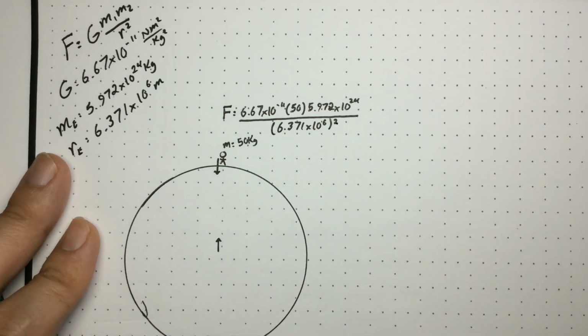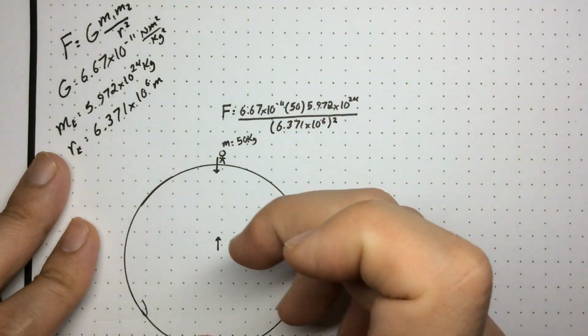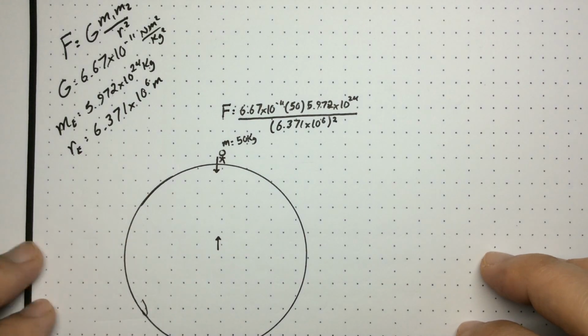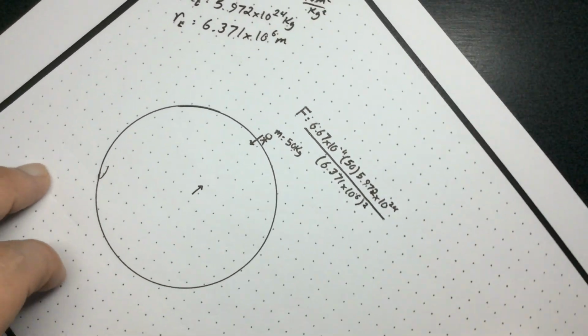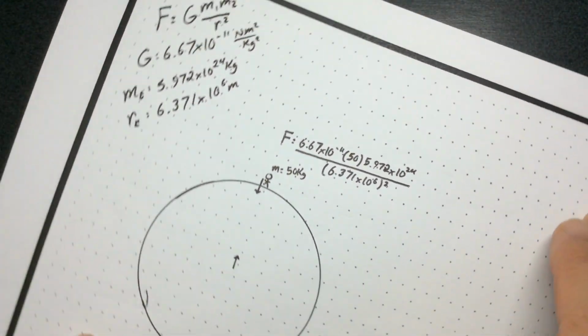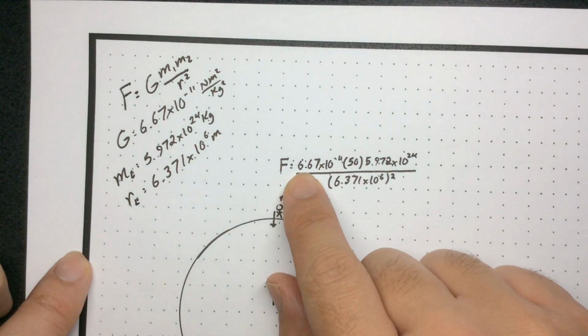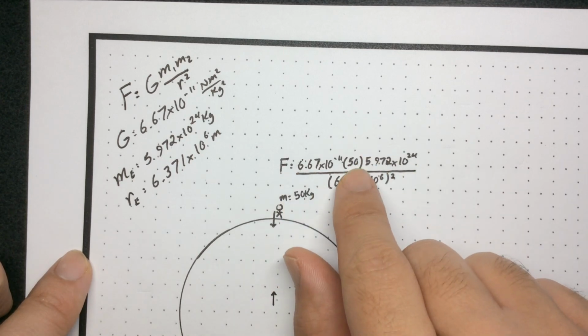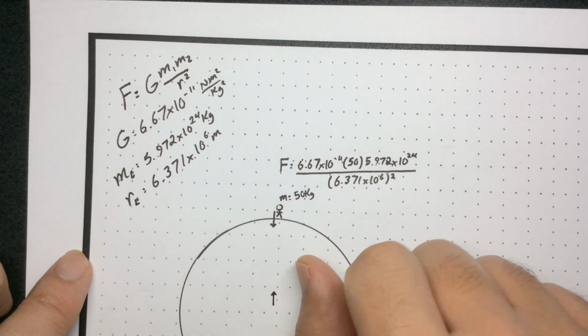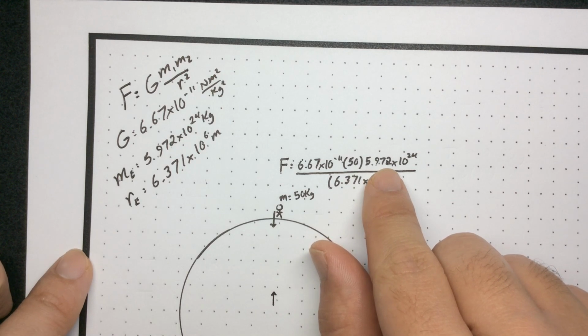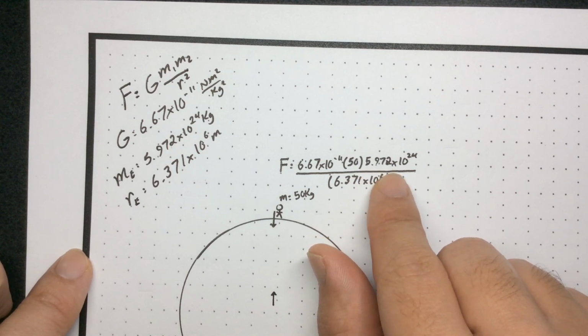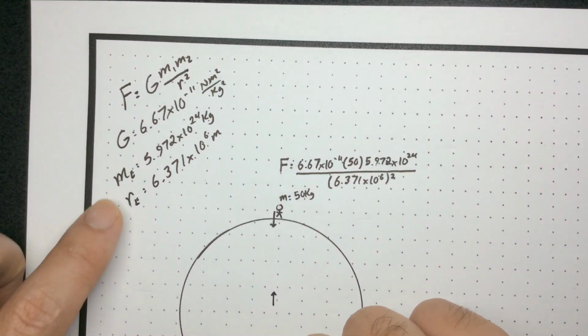Turns out that this person will be pulled towards the Earth, and the Earth will be pulled towards the person due to Newton's third law. No matter where you place the person, doesn't really matter where. So we have the universal gravitational constant, 6.67 times 10 to the negative 11th. We've got the mass of the person, 50 kilograms. We've got the huge mass of the Earth, which is 5.972 times 10 to the 24th kilograms.